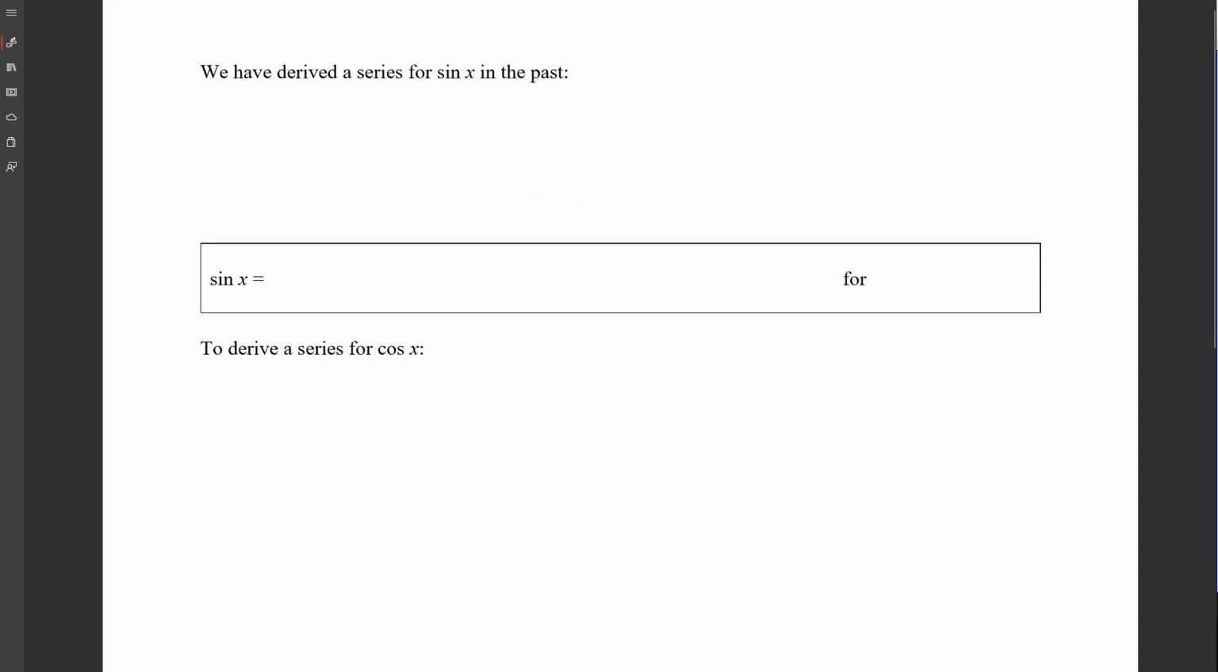Now we derived the formula for sine x in the past, so you can look at the previous video to find it. But what is sine x? Sine x is equal to, and I'll put it right here, x minus x cubed over 3 factorial plus x to the 5 over 5 factorial minus x to the 7 over 7 factorial plus dot, dot, dot, plus some general term plus dot, dot, dot. And looking at this, I can see that my signs are going to alternate. So right here, I'm just going to say negative 1 raised to the n.